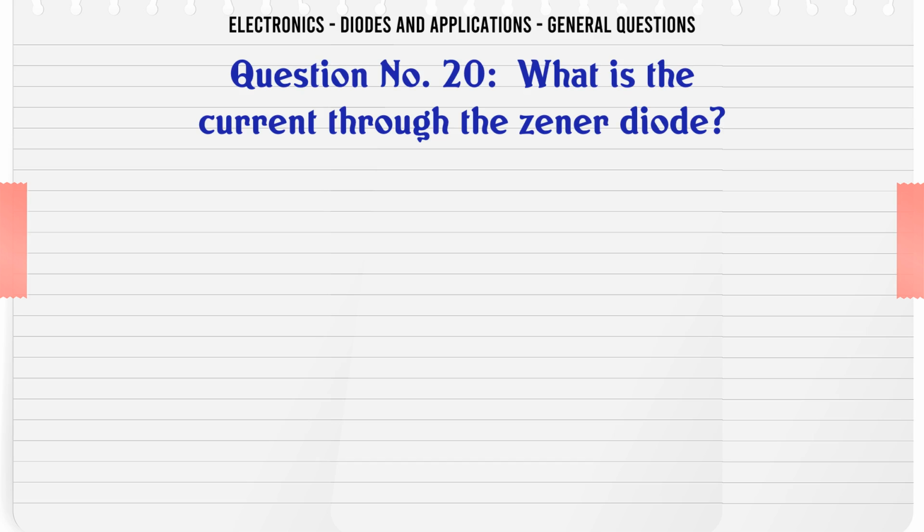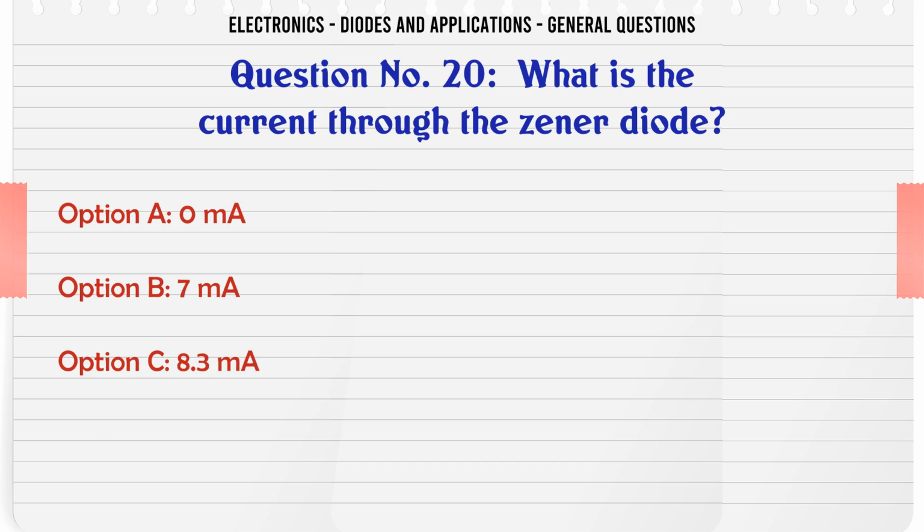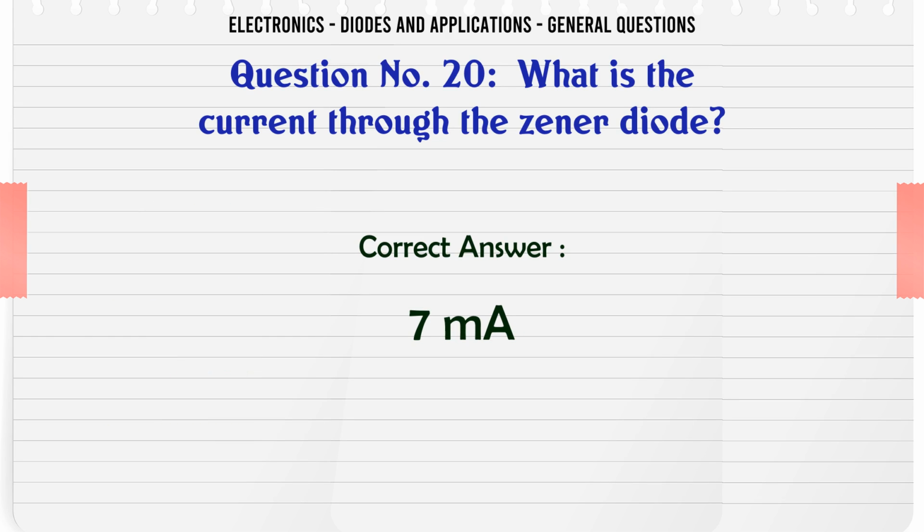What is the current through the Zener diode? A. 0 mA, B. 7 mA, C. 8.3 mA, D. 13 mA. The correct answer is 7 mA.